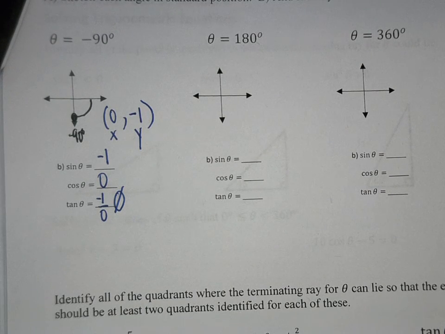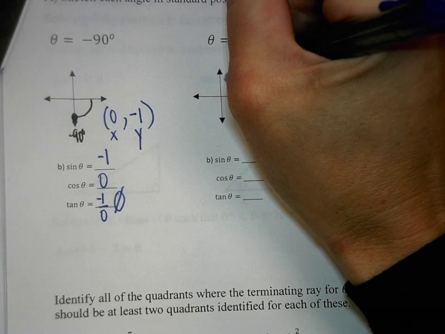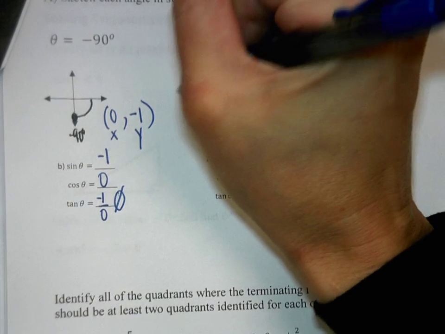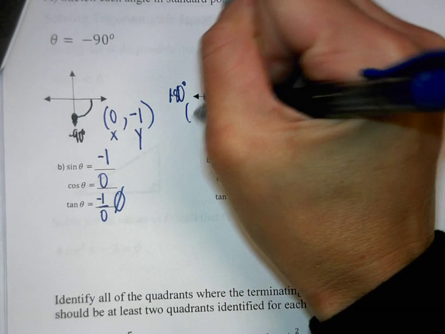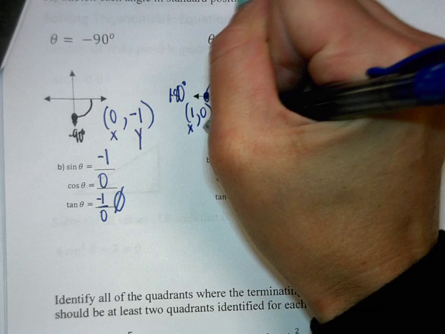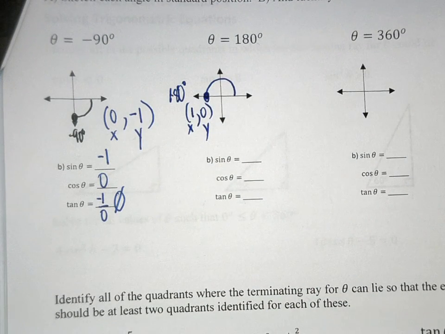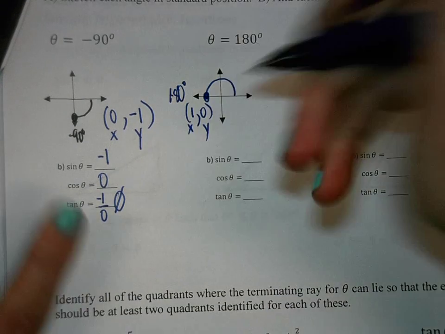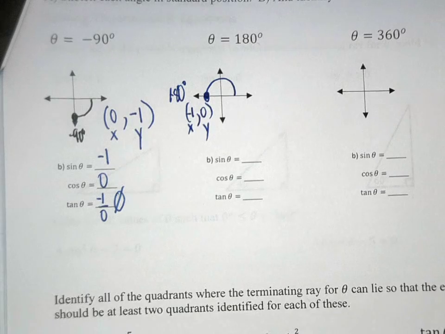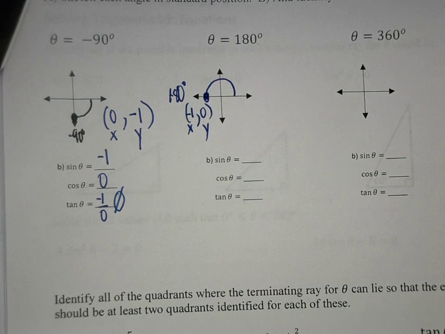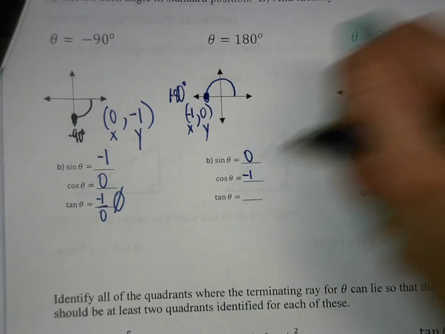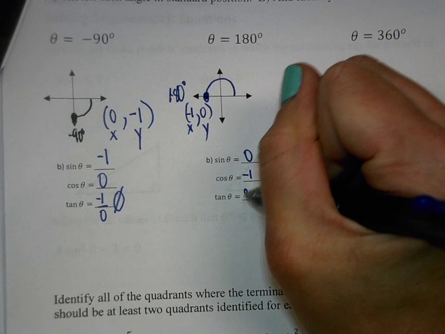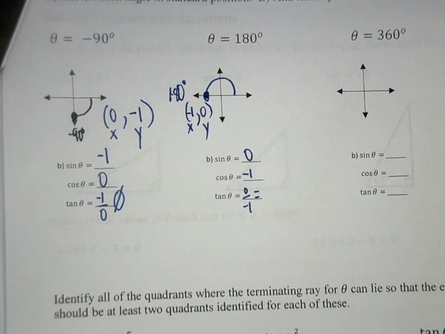Okay, 180 degrees. So you start here, this wraps around, here's your point. This is at -1, 0. Very good, 180 degrees, and that is at -1, 0. And again, I always like to label them x, y. Okay, so what's the sine value? 0. What's cosine? And then for tangent, it would be 0 over -1, which is actually just 0.